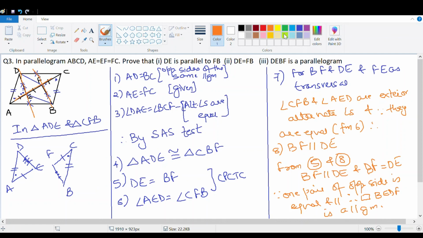Perfect. So let's look at this question once again. We looked at these two triangles. We proved that these two triangles are congruent. It gave us that this side and this side is equal. It also gave us one angle equal. We realized this angle is the exterior alternate angle. So that's how we got that these two sides are equal. These two sides are equal and parallel, which helped us to prove that this is a parallelogram.